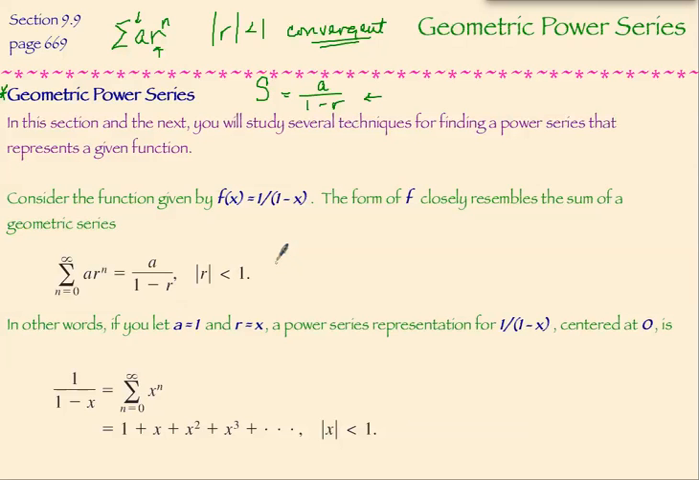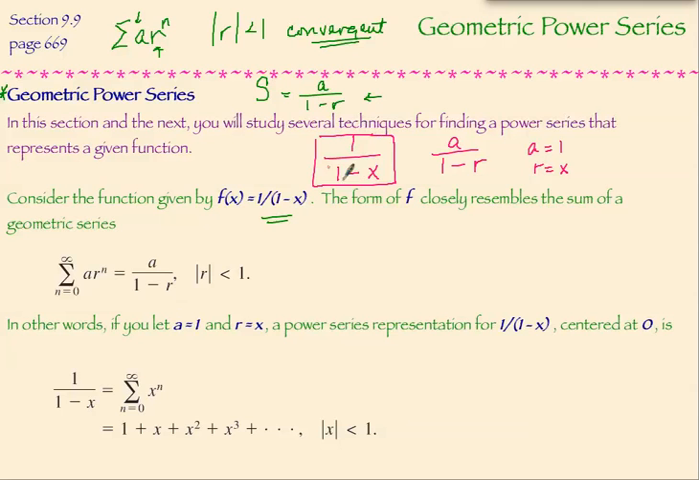So what we're going to look at is a function that looks very much like a geometric series, or at least the sum of a geometric series. This function right here: 1 over 1 minus x. Now look how similar this is to a over 1 minus r. If we say that a is equal to 1 and r is equal to x, then this would be the sum of a geometric series, right?